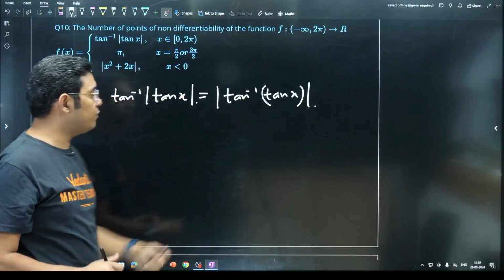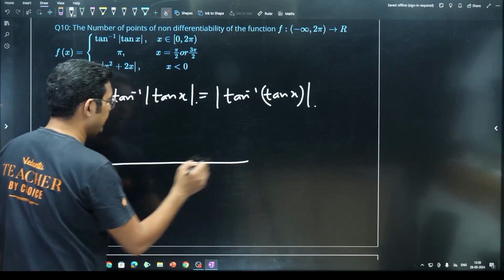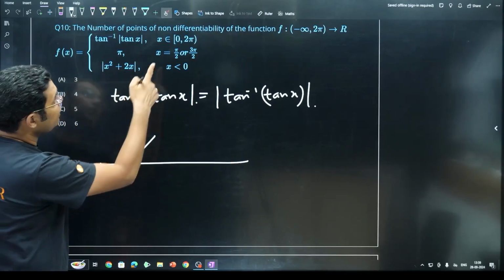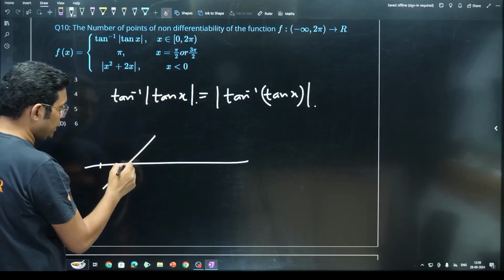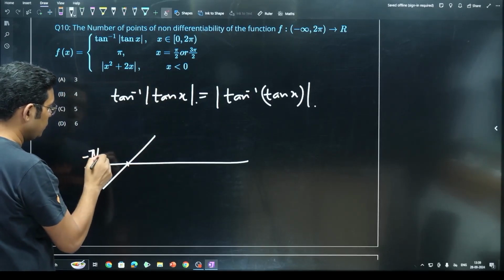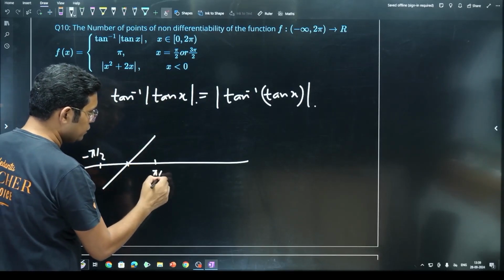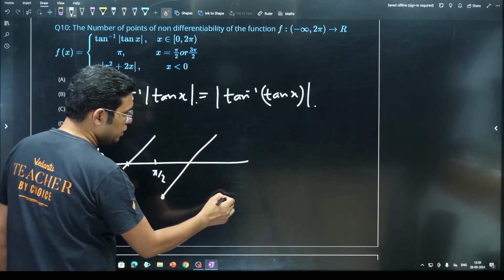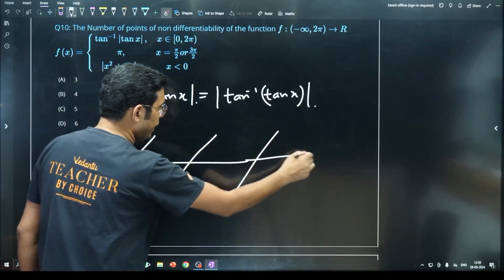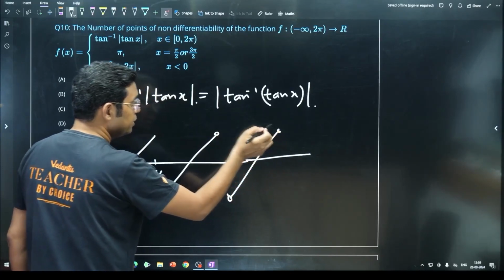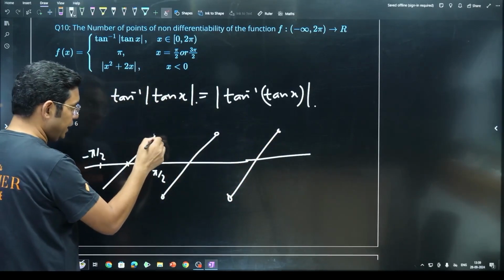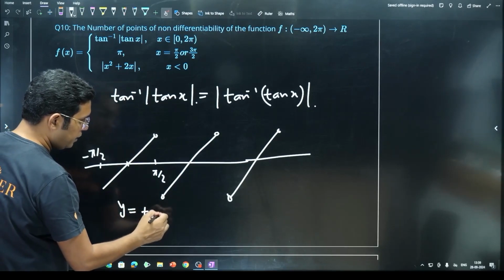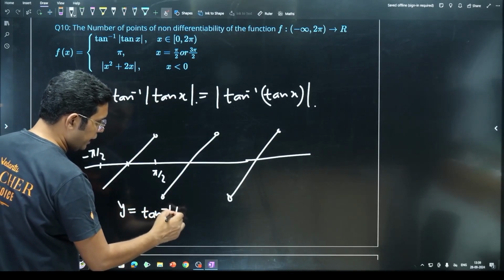Now I'll make the graph of this tan inverse 10x, that is, minus pi by 2, and we need 0 to 2 pi. Okay, so from minus pi by 2 to pi by 2 it was like this, then pi by 2 to 3 pi by 2, then 3 pi by 2 to 5 pi by 2, like this. The graph of tan inverse 10x is like this. Y equal to tan inverse 10x.